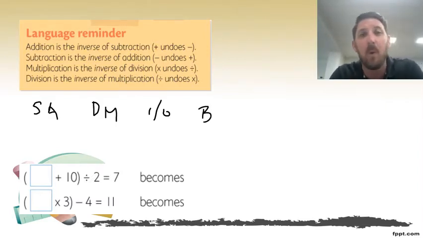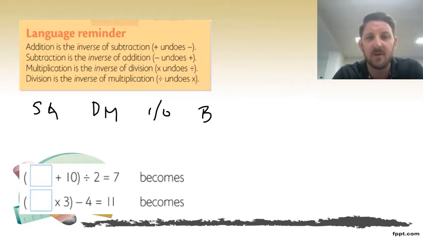That's really important when we start to look at the ones that we're going to do today, because there are a lot of brackets in these. Let's have a look at a couple down the bottom. You can see here that we're trying to find where the square is. It says a square plus 10 in brackets divided by 2 equals 7.